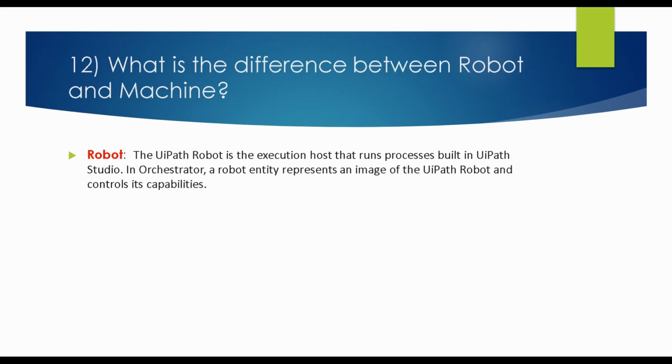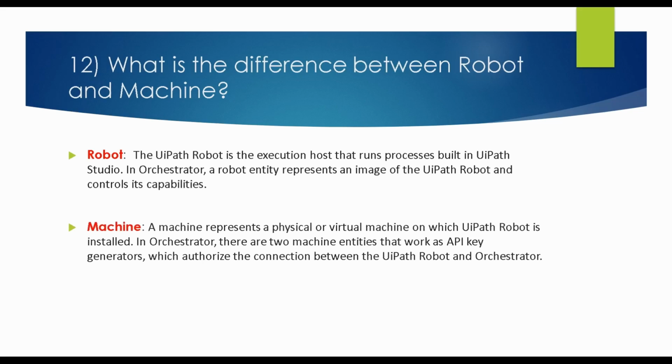In Orchestrator also, suppose you are creating a job or trigger and you want to execute that, it can be done only by the robot. Once you configure the machines to Orchestrator, this robot should get installed in that particular machine. Then only you can execute that process. What is a machine? A machine represents a physical or virtual machine on which the UiPath robot is installed. In Orchestrator, there are two machine entities that work as an API key generator, which authorizes the connection between the UiPath robot and Orchestrator.